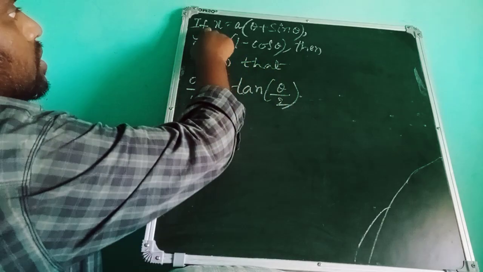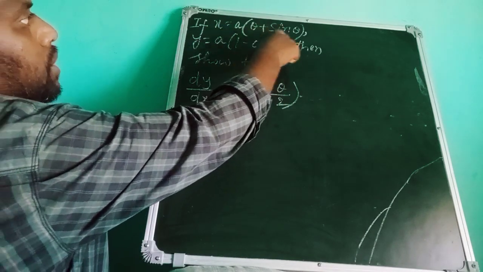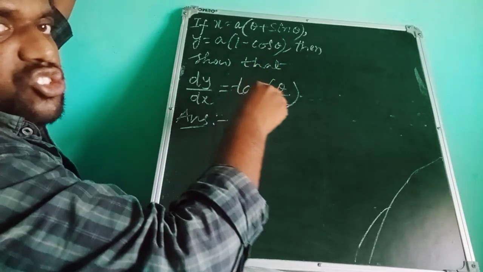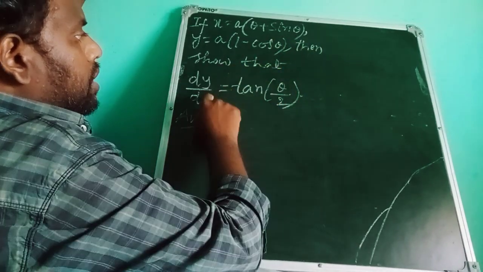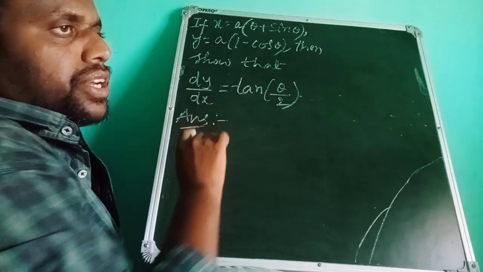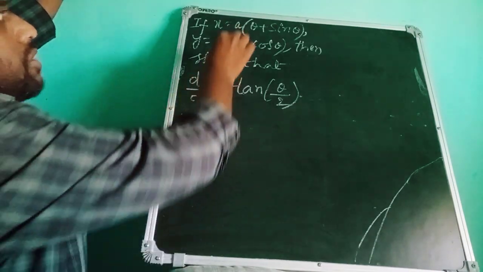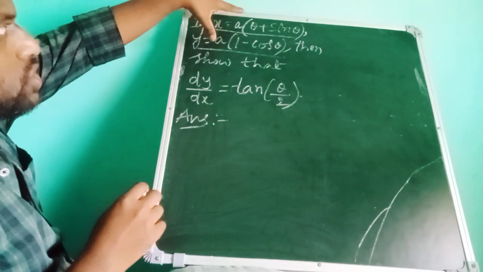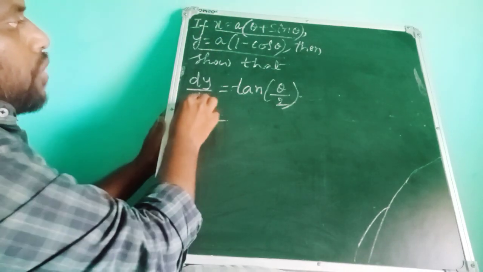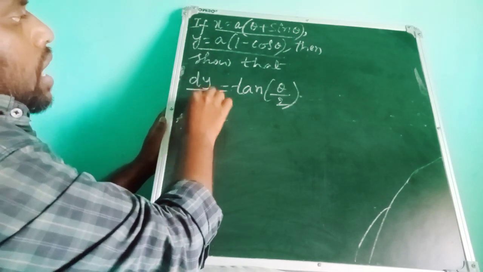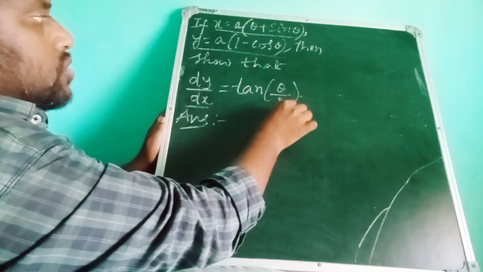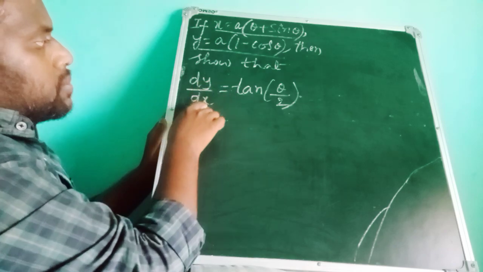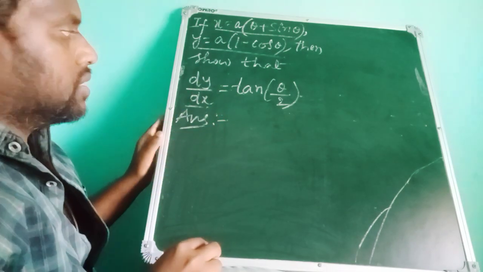If x is equal to a into theta plus sine theta, y is equal to a into 1 minus cos theta, then show that dy by dx is equal to tan of theta by 2. They have given x is equal to and y is equal to. Using these two, we have to find dy by dx, and that dy by dx should be equal to this. Dy by dx means differentiation of y with respect to x.